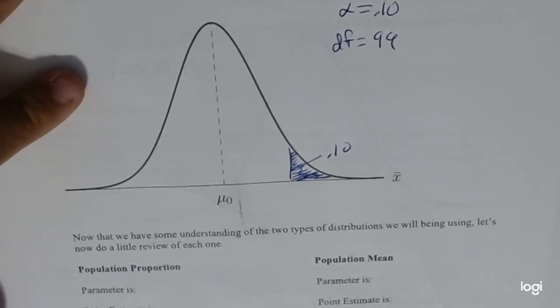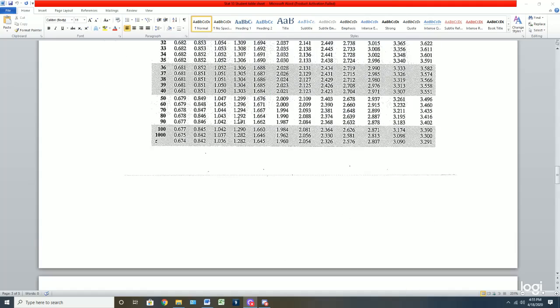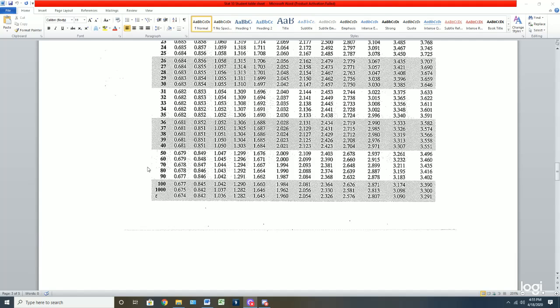So going back to our former sheet, 110 is over here, and going down to 99, if you notice, we do not have 99, right? After 40 it goes by tens. So what you want to do is round to the next one we actually have, because it's not completely filled out. In our case, since we have degrees of freedom 99, 99 is closer to 100 than 90, correct? So we're going to round to 100 and use that value.